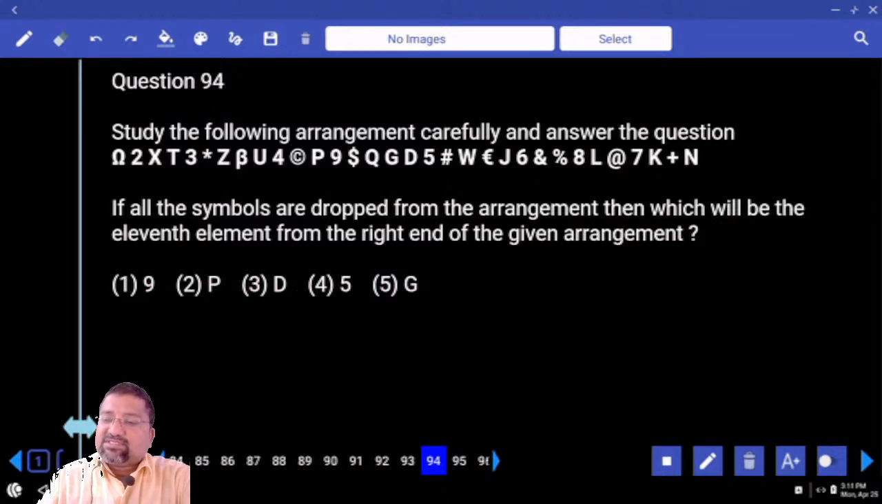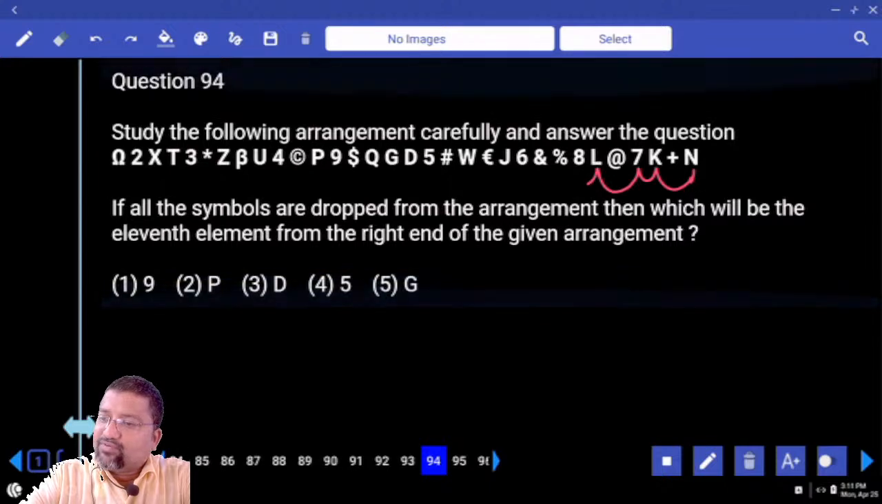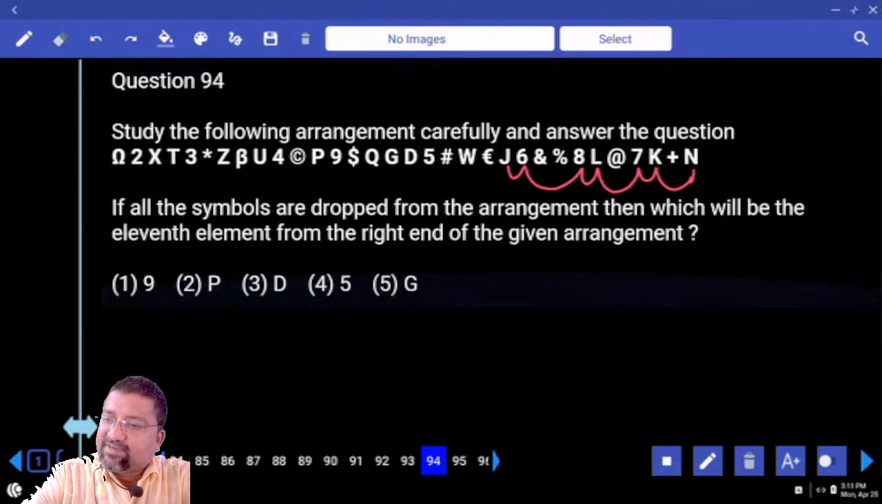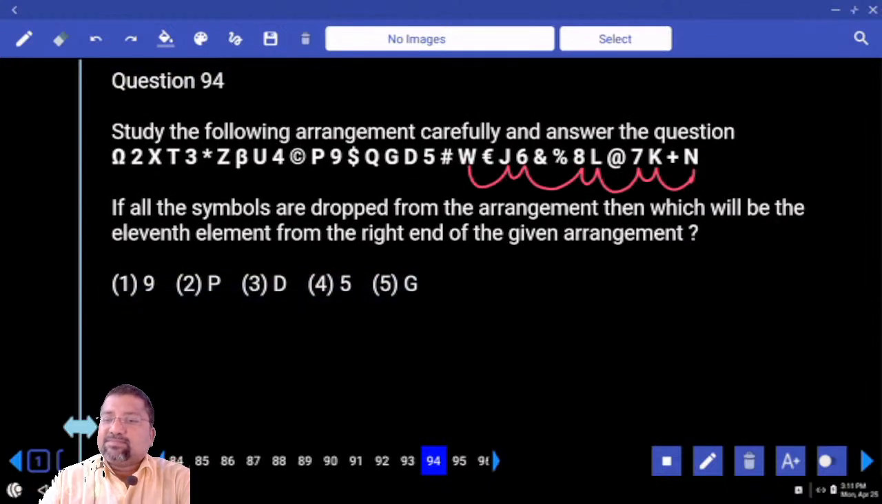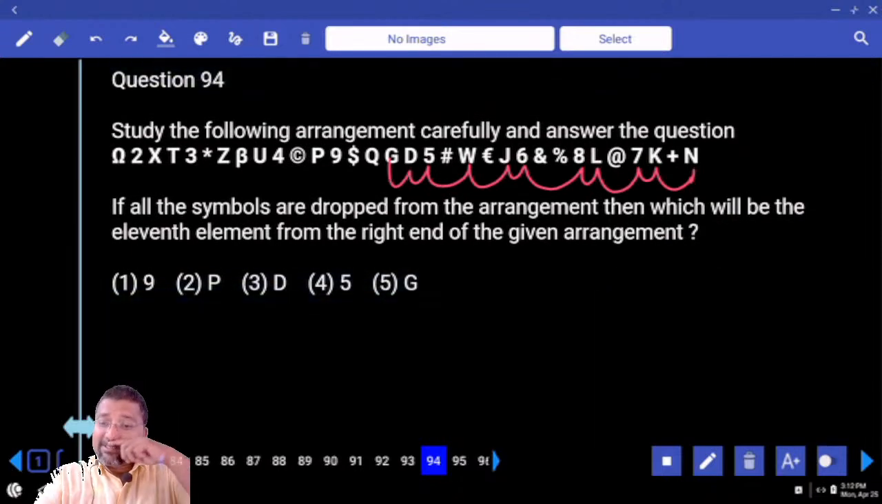If all the symbols are dropped from the arrangement, which will be the 11th letter from the right hand? What he says, all the symbols are dropped. N, 1, 2, 3, 4, 5, 6, 7, 8, 9, 10, 11. What's the answer? G.